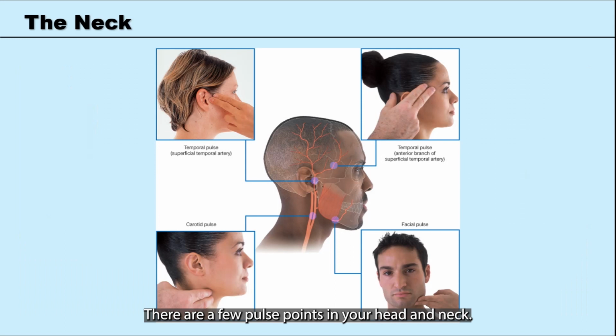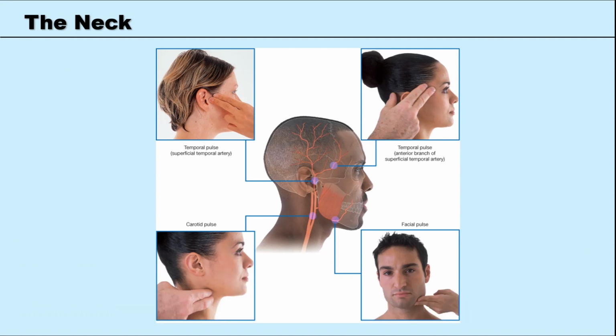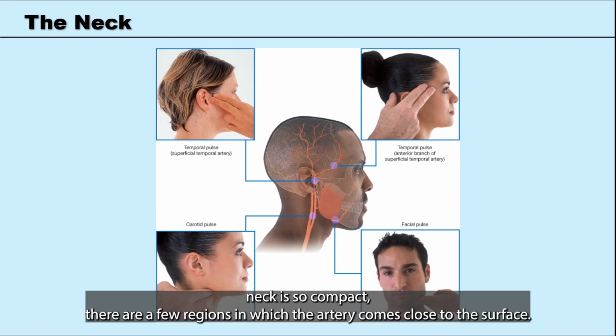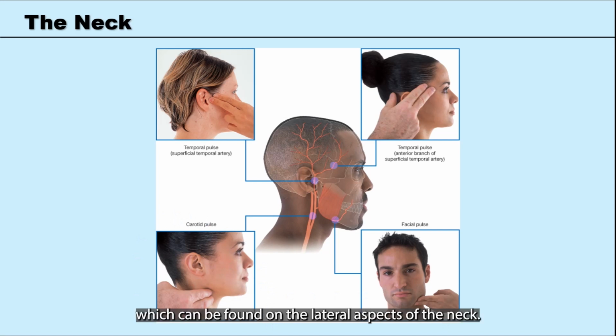There are a few pulse points in your head and neck. These are found when the artery is near the surface of the skin, which is quite unusual with most of our anatomy, as the arteries are normally kept hidden away from the skin because of the risk of damage. But as the head and neck is so compact, there are a few regions in which the artery comes close to the surface. The first one is the carotid pulse, which can be found on the lateral aspects of the neck within the carotid triangle.